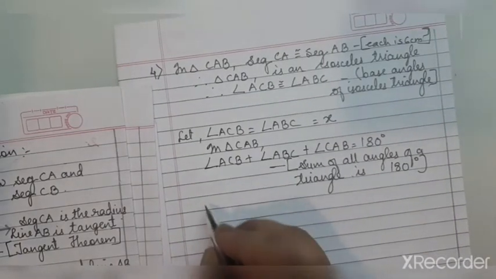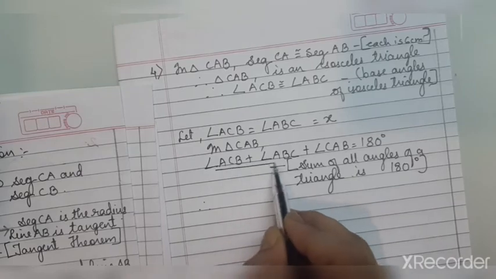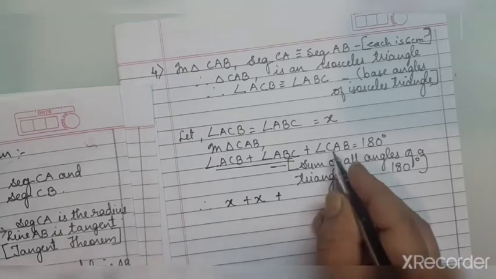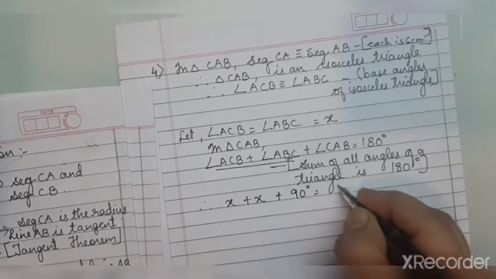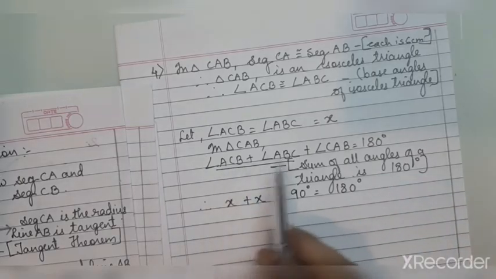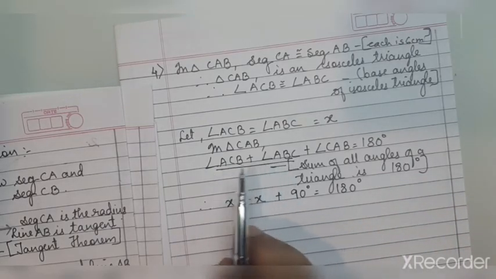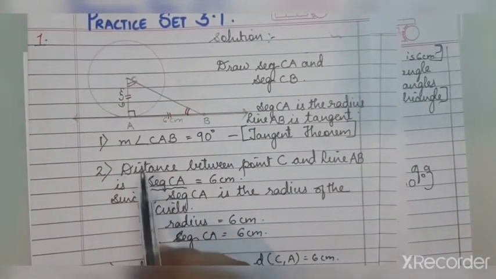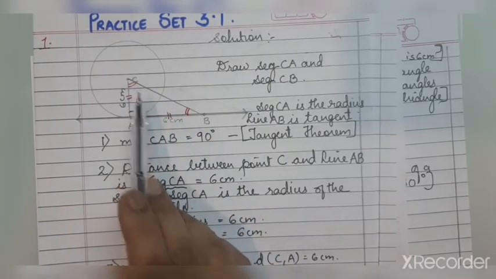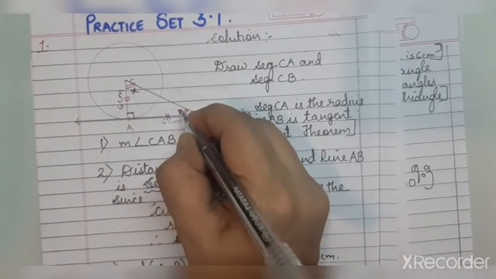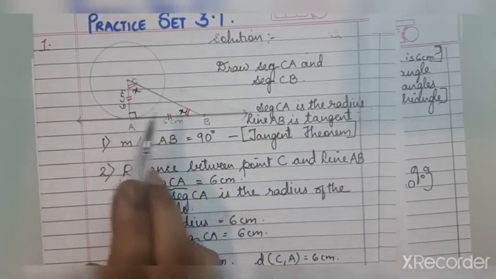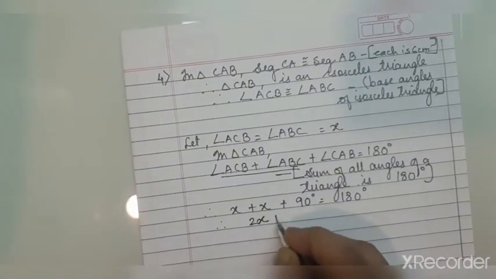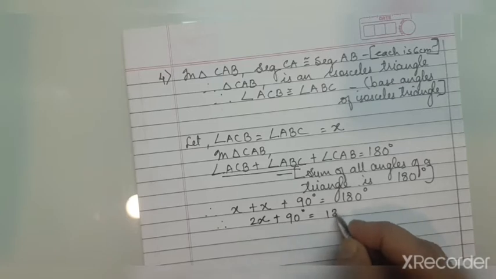Now, therefore, we know that ACB and ABC are equal and we have considered it as x. So, x plus angle CAB, which is 90 degree, is equal to 180 degree. These two angles are congruent because of the isosceles triangle and we have considered it as x. So, x plus CAB is 90. Okay, in the figure you can see here, CAB is 90 degree and this particular angle we have considered as x and x. So x plus x plus 90 is equal to 180. That gives us 2x plus 90 degree is equal to 180 degree.